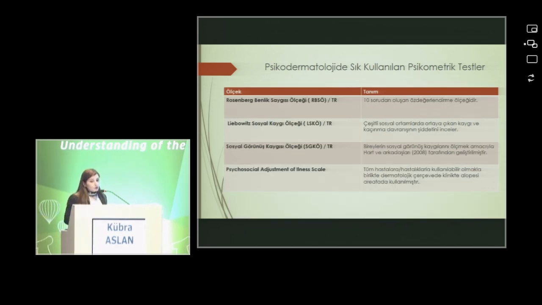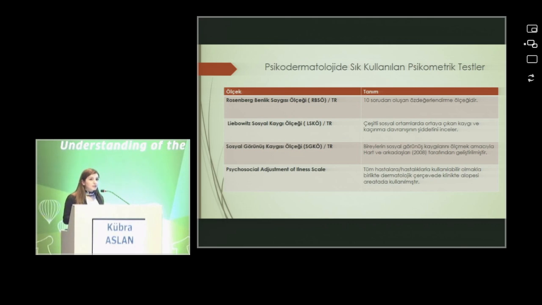Rosenberg self-esteem scale is comprised of 10 questions. This scale might be used for acne. It has been proven in clinical studies. Low self-esteem might be calculated through the Rosenberg scale. The Liebowitz social anxiety scale is our other scale. In different environments, the avoidance and the anxiety severity is evaluated. You might use it in different conditions.